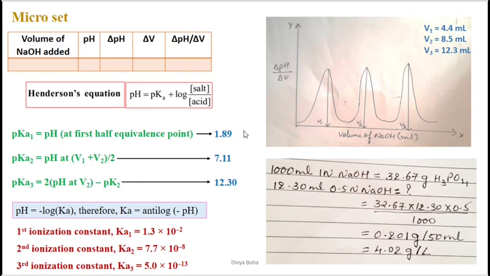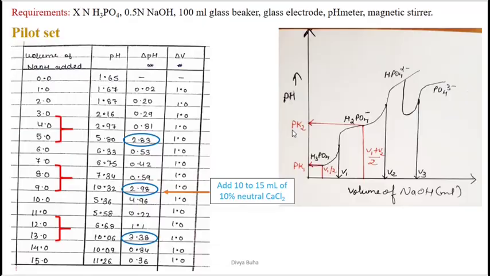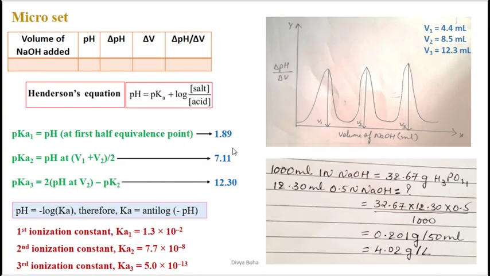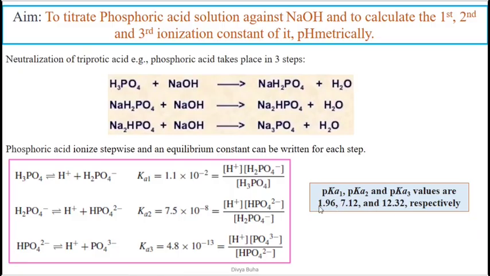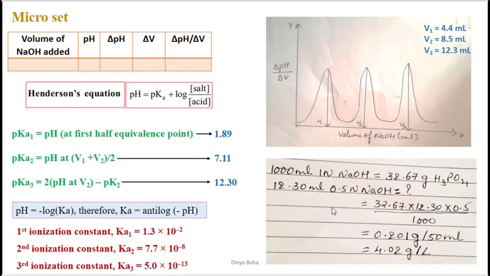Now suppose the value which you have obtained for pKa1 from the graph is 1.89. So the first ionization constant would be 1.89. I have already given over here the standard value and you can see that it is very near to it. There would be slight changes due to the change in temperature.